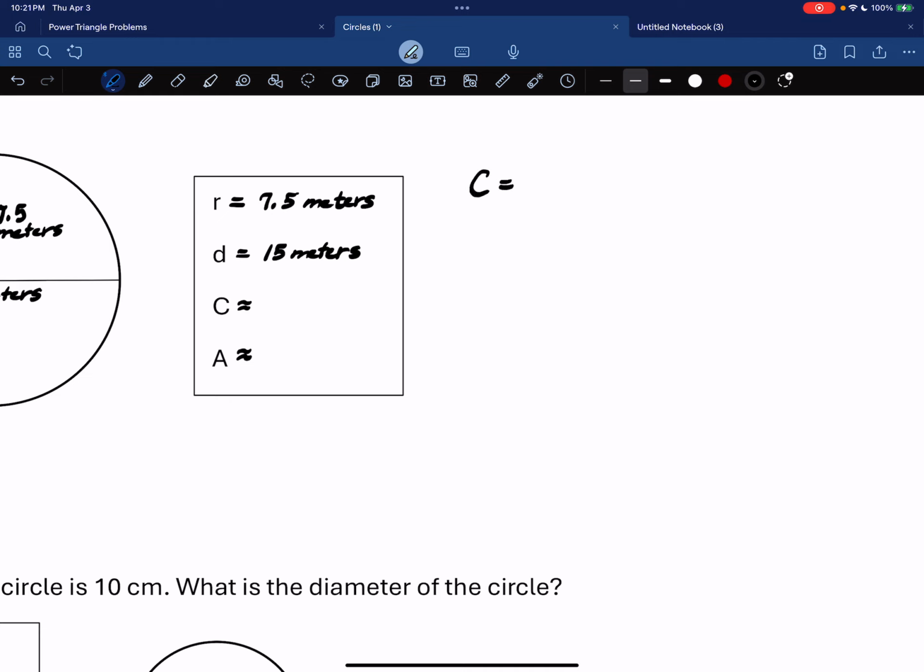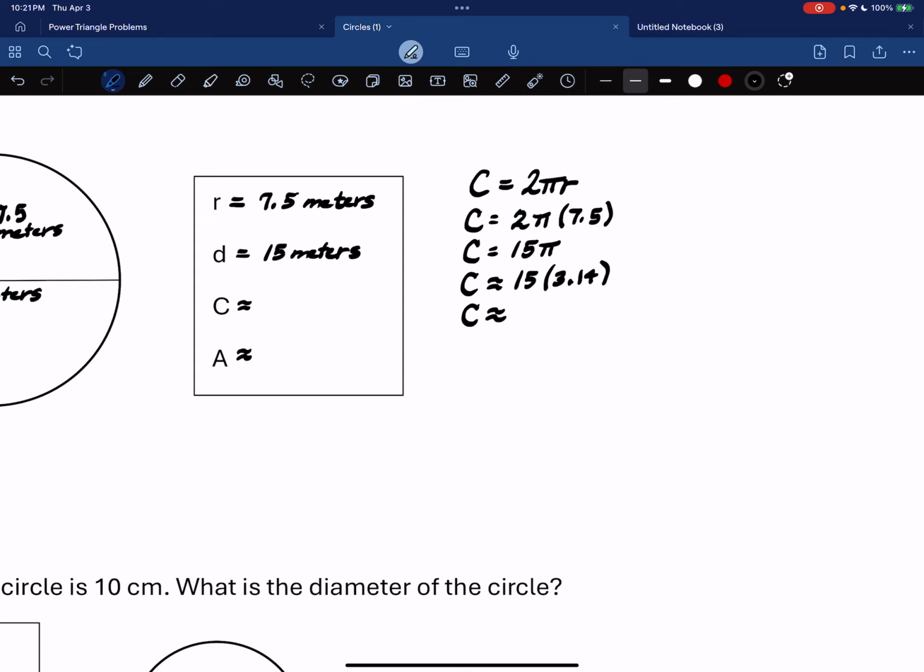Circumference is pi, I'm using my formula. I learned it as pi d, but your book uses 2 pi r. Same thing, because 2 times radius is diameter, but I'll stick with your formula. So 2 times pi times the radius. 7.5 times 2, that is 15, and pi. And at the point that I substitute that 3.14 for pi, I will make this an approximation.